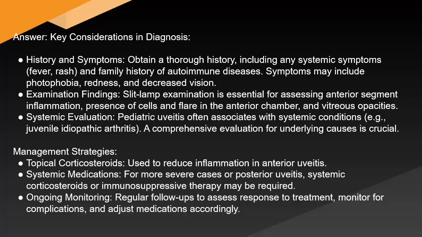Pediatric uveitis often associates with systemic conditions, e.g. juvenile idiopathic arthritis. A comprehensive evaluation for underlying causes is crucial. Management strategies. Topical corticosteroids are used to reduce inflammation in anterior uveitis. Systemic medications. For more severe cases or posterior uveitis, systemic corticosteroids or immunosuppressive therapy may be required. Ongoing monitoring. Regular follow-ups to assess response to treatment, monitor for complications, and adjust medications accordingly.